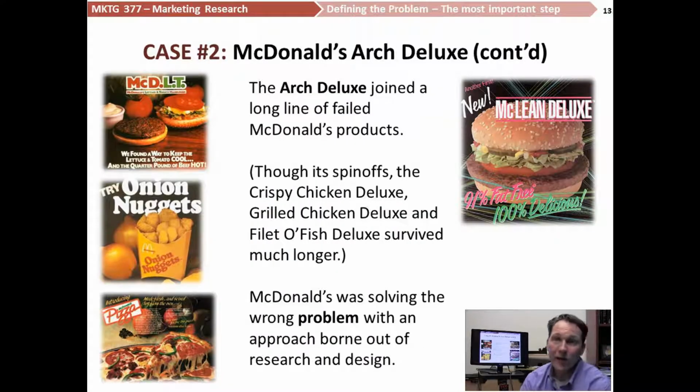So the Arch Deluxe went on to join a lot of different high-profile McDonald's failures. I've got some up on the slides here. There's things like the McDLT, which was a quarter pounder where they put the lettuce and tomato in a separate compartment of a styrofoam tray so they wouldn't get hot with the burger and they'd taste fresh. I found this picture of the onion McNuggets, or the onion nuggets. Now, I've never actually tried them. I imagine they probably taste about as good as they look, which is not very.